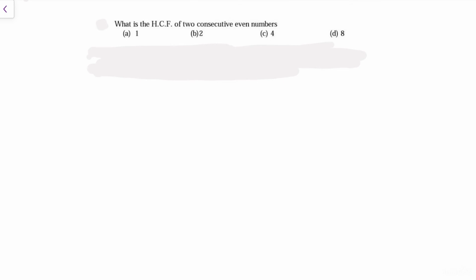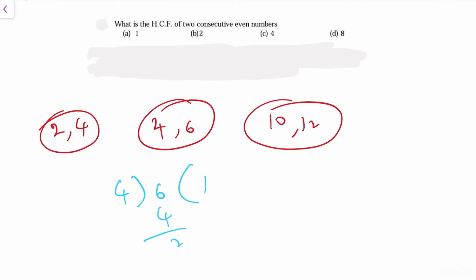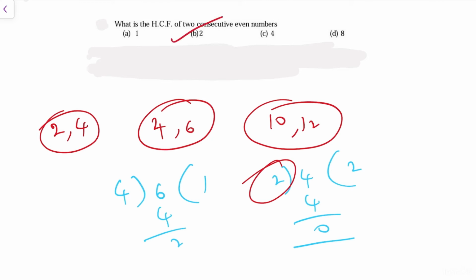Next, HCF of consecutive even numbers. In the previous case he asked about odd numbers, now he is asking about even numbers. 2 and 4 are consecutive even numbers, 4 and 6, 10 and 12 as well. Take any one pair; I am taking 4 and 6. Let us do HCF. 4 1s are 4, remainder 2. Then 2 and 4 again: 2 2s are 4, remainder 0. So I can conclude that 2 is the HCF. So the HCF of any two consecutive even numbers is always 2 only. For consecutive odd numbers the HCF is 1, whereas for consecutive even numbers the HCF is 2.